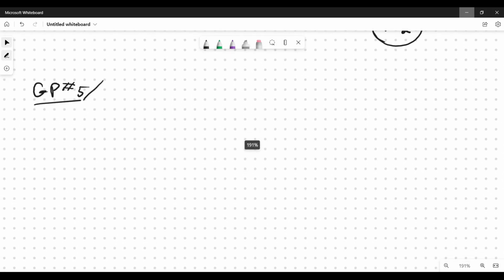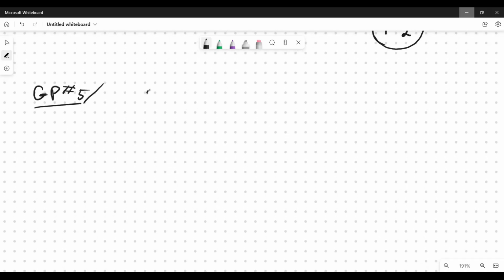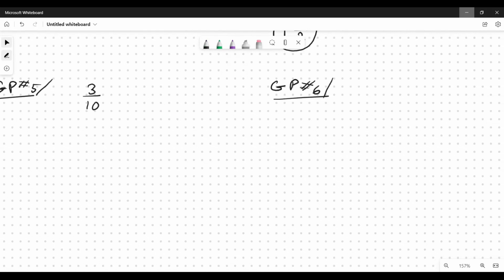Timmy the toolbox. Probably, I don't know. I may have just made it up for all I know. I don't know. 3/10, and then GP number 6. I'm writing 6 instead of G. Good for you. Did you say you think or you keep? Do. 7 halves.